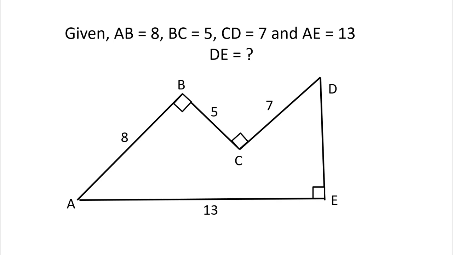Hello everyone. In the figure, we can see a concave polygon of five sides in which AB is 8 units, BC is 5 units, CD is 7 units, and AE is 13 units. Can you find how long is DE?